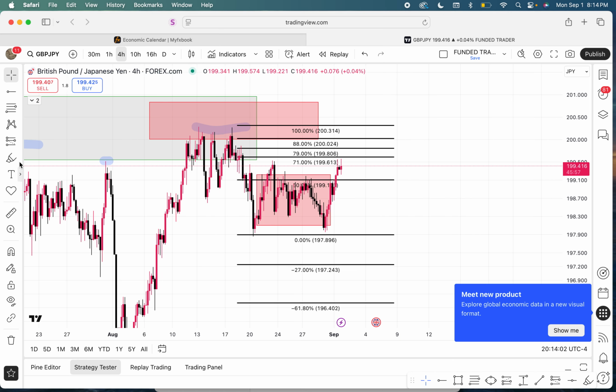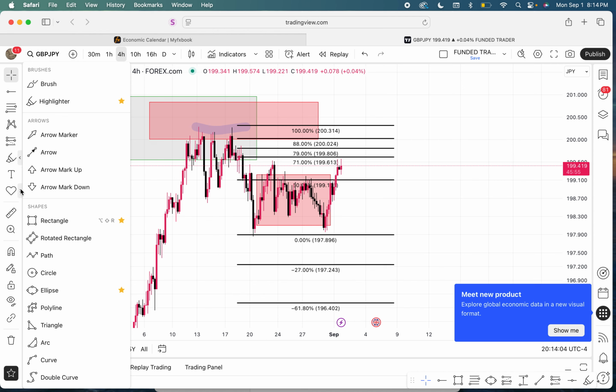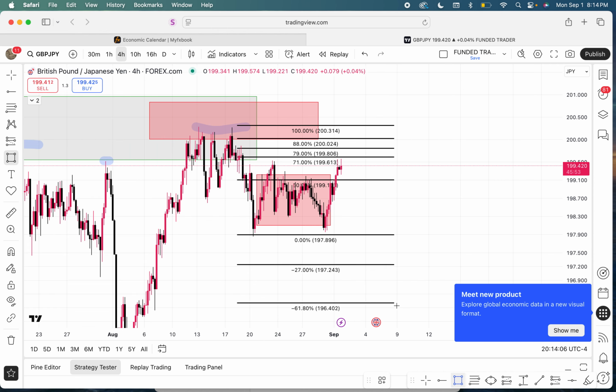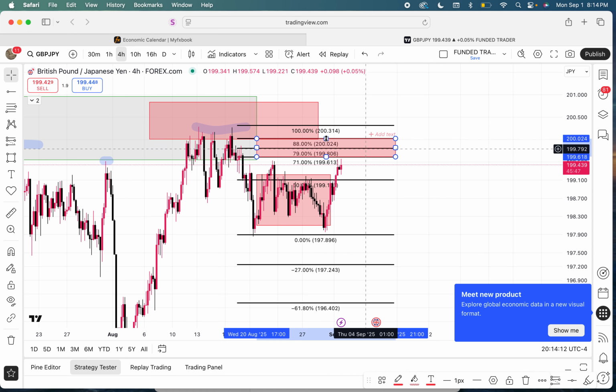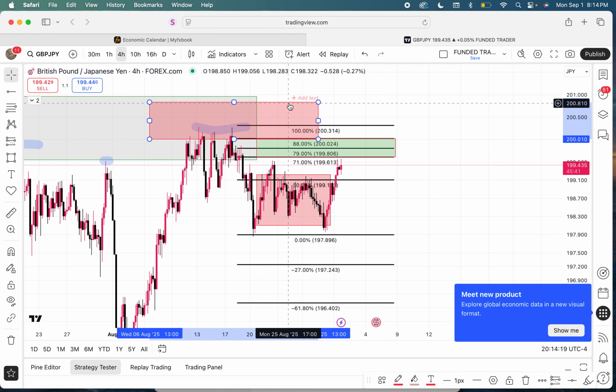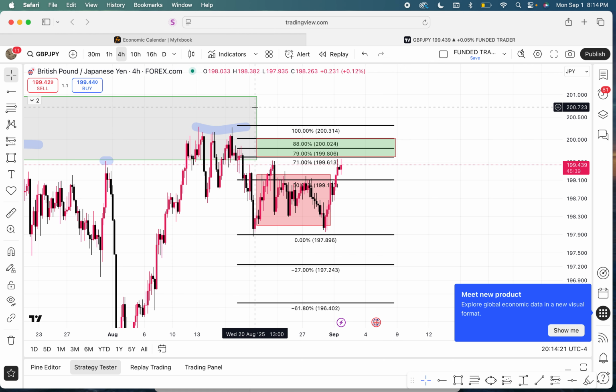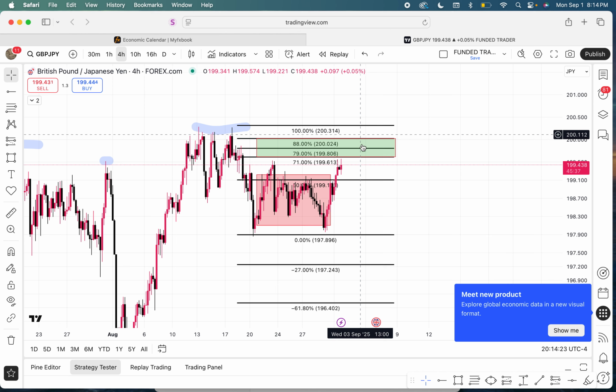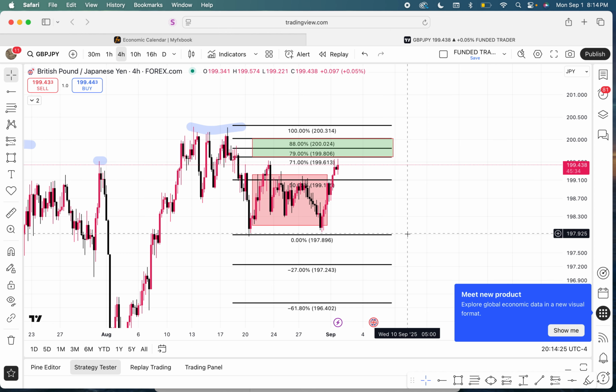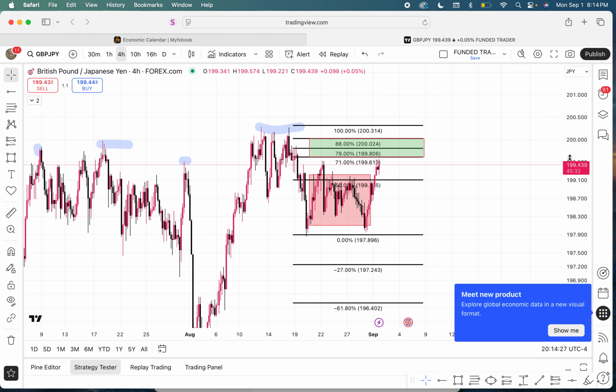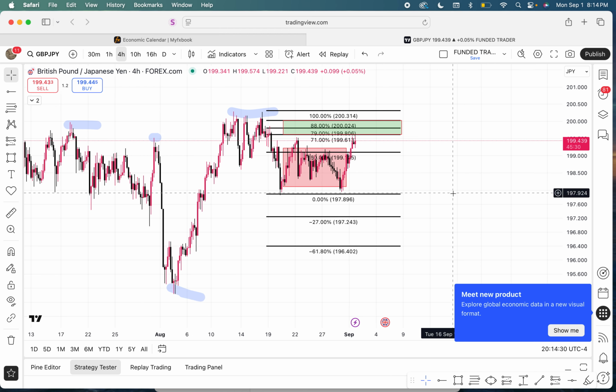I usually want my fib to be touched in one area, and that's between 88 and 71. The reason I want it to be there is because I've seen over time that whenever price hits that area, 9 times out of 10, it's going to reject. That's if it's following the trend, which I believe it's in, which is a downtrend.